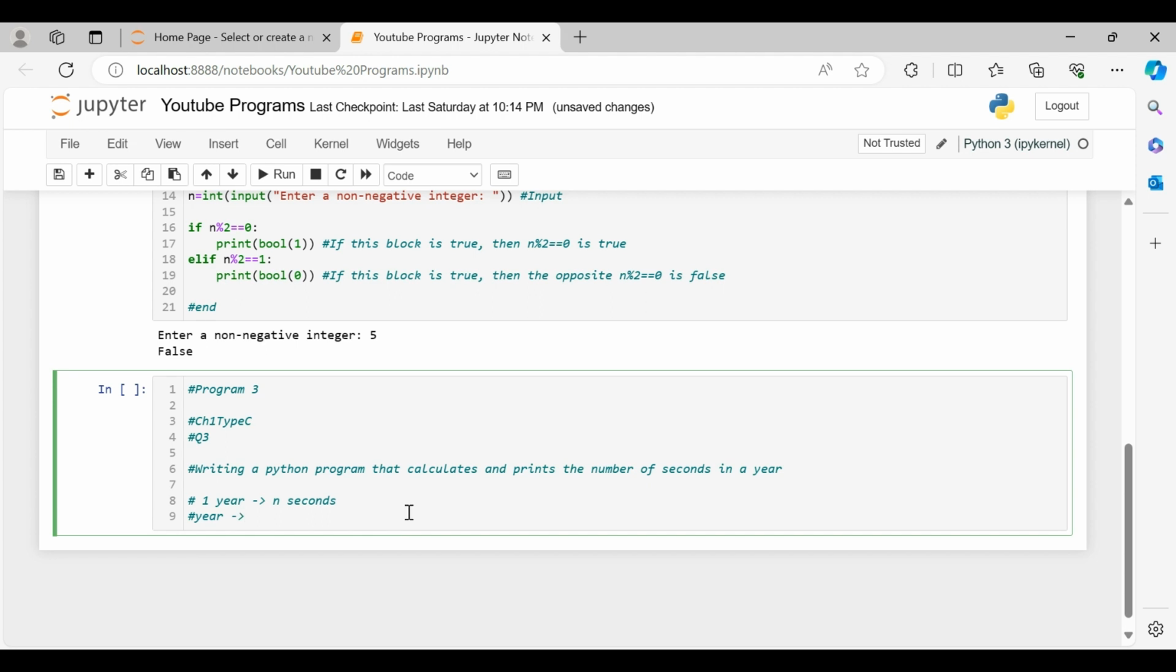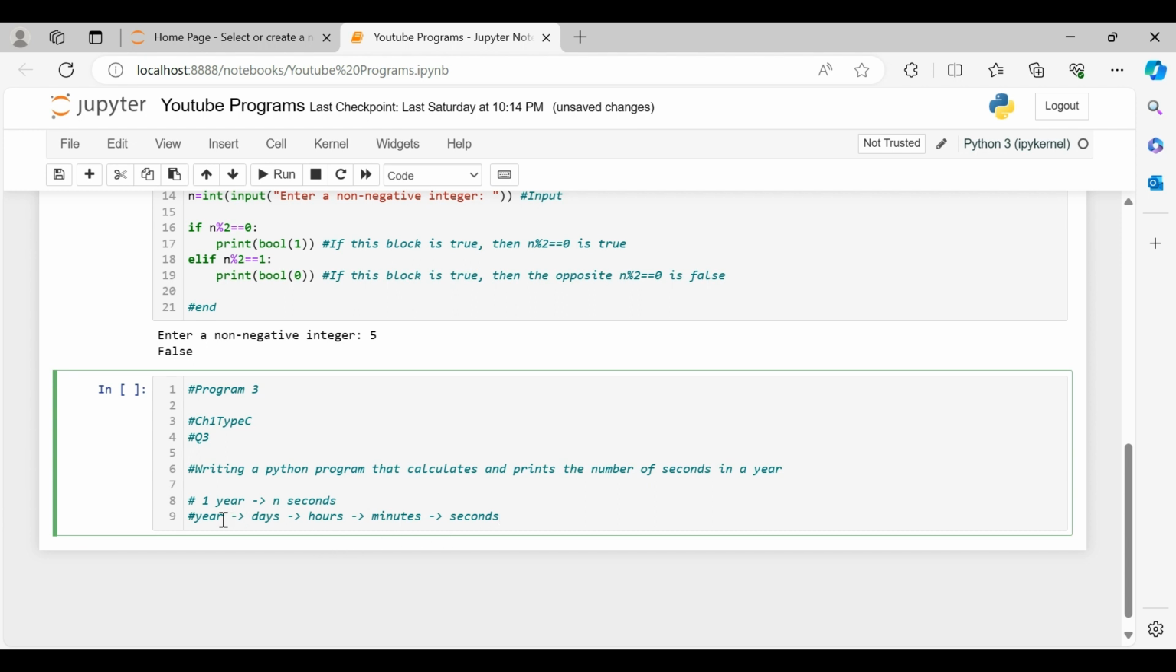A year can be converted to days. Then the days can be converted to hours. How many hours in a day? 24. Hours can be converted to minutes, and then finally the minutes can be converted to seconds. So this is how we would get our number.